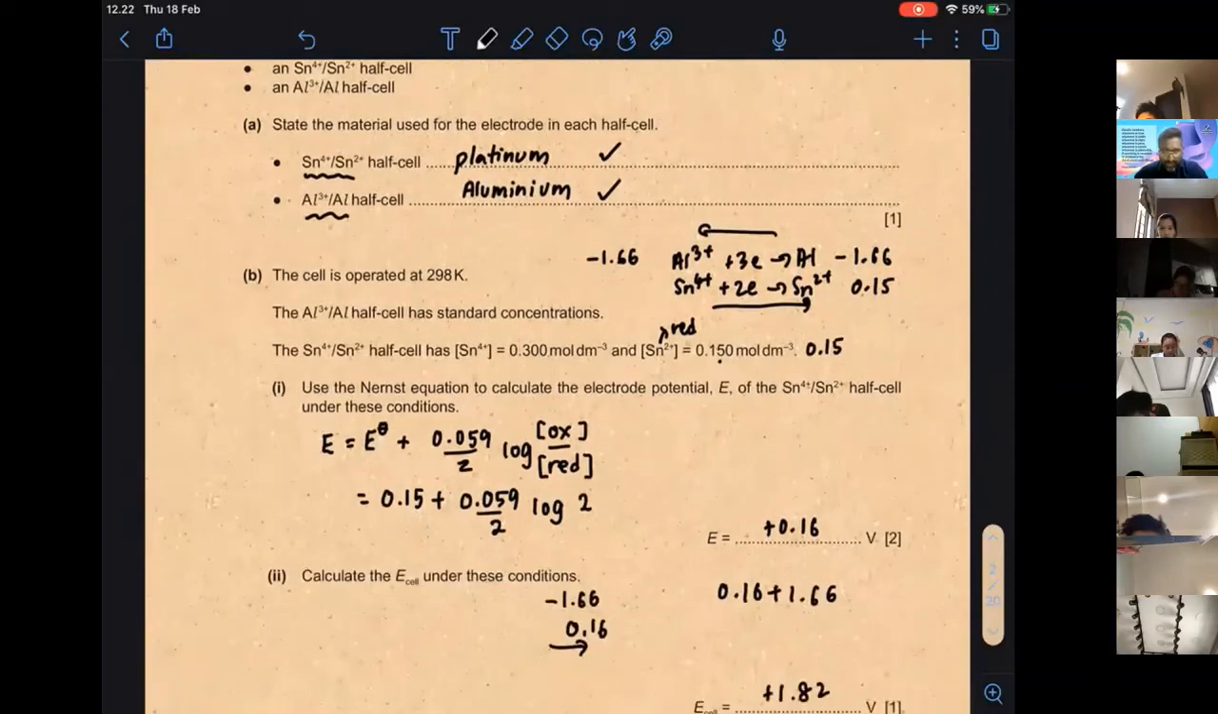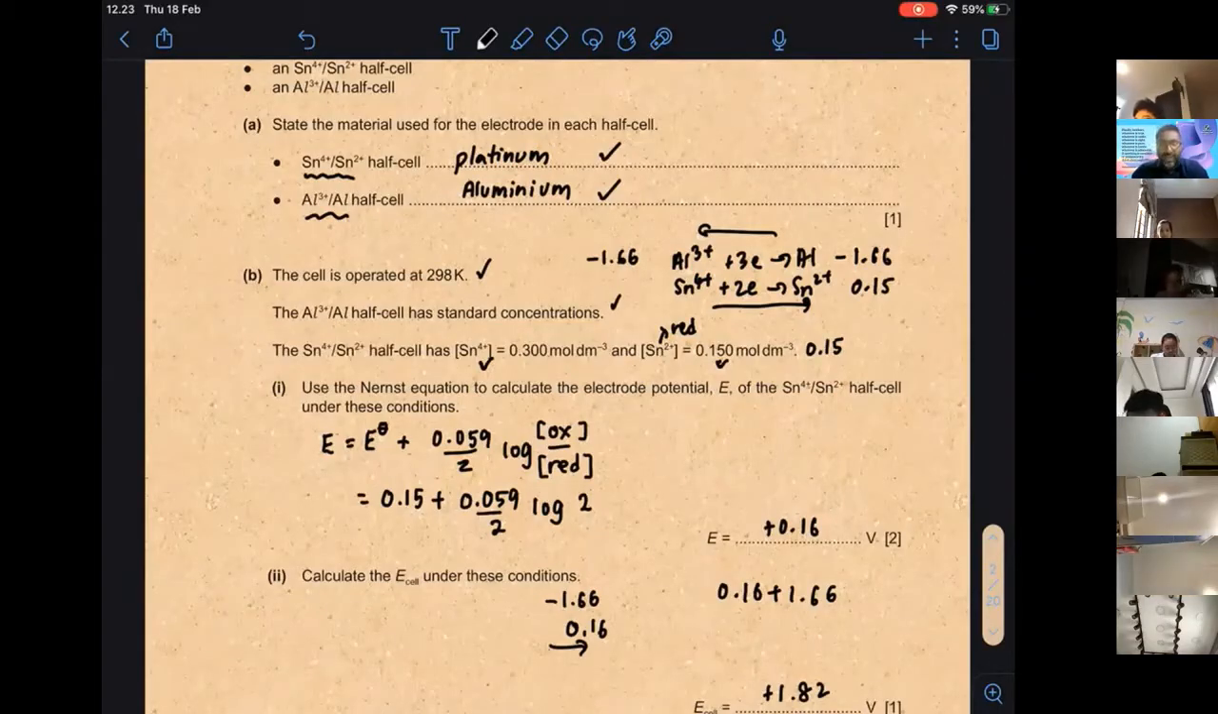Now, the cell is operated at a standard condition, and the aluminium half cell is also at standard condition. And they have mentioned that this Sn4+ is 0.3, and this Sn2+ is 0.15. So basically, they are not in a standard condition. If you are going to calculate the electrode potential where they are not in standard condition, then we use the Nernst equation.